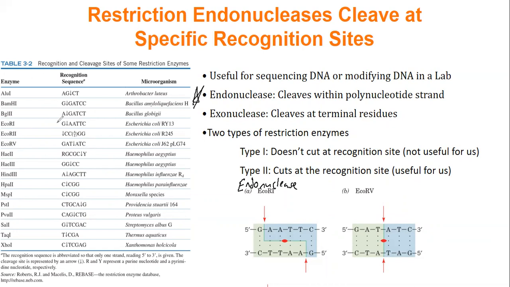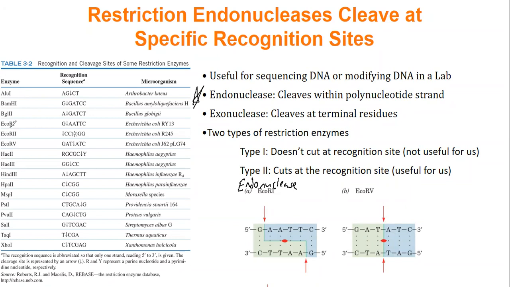Here on the table, we have just examples of endonucleases. You don't need to memorize this. Just know how to read this table. So let's start with the enzyme name. These enzymes are named systematically, where the first letters tell you what organism it comes from, and the Roman numeral tells you the order it was discovered.